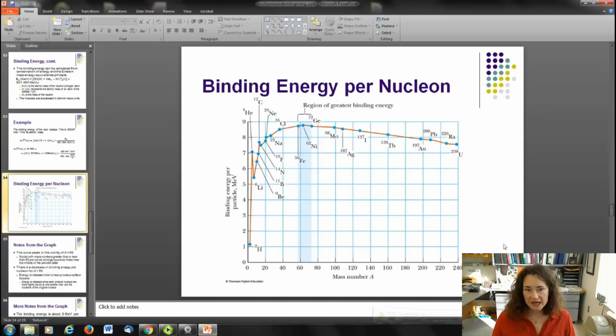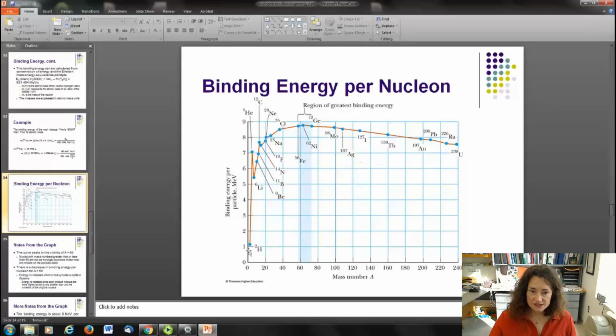Now, if you take the binding energy and divide that by the total number of nucleons in your nucleus, and then plot that versus the mass number, so you're plotting the binding energy per particle versus the mass number, which is the number of particles in the nucleus, then you get this plot here. Now, there's a number of features about this plot. We talked about it last semester in Modern 1, but I'd like to reiterate these things now. There's a number of features about this plot that are interesting.